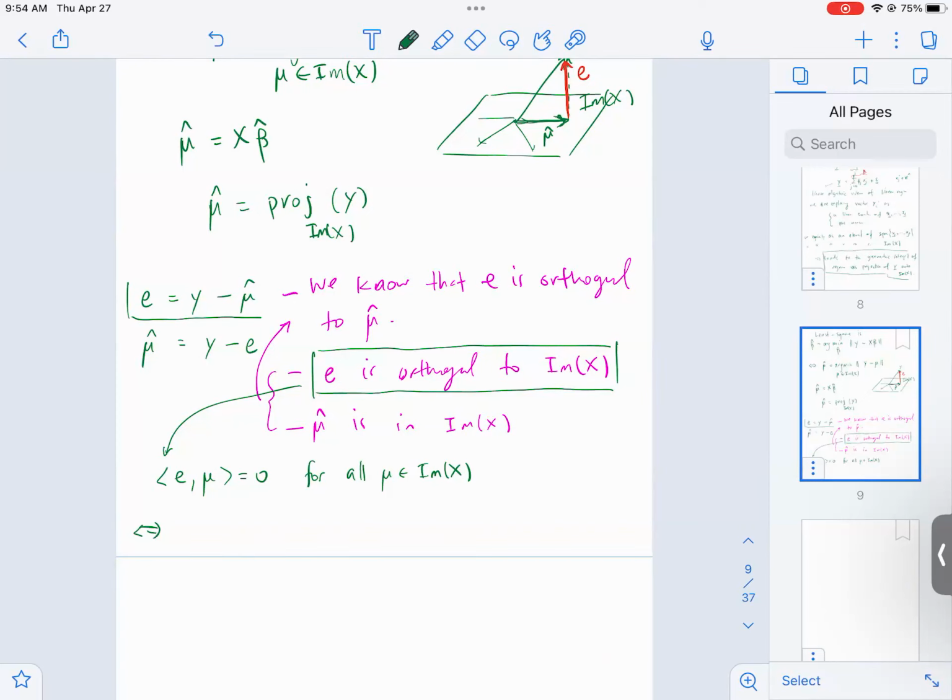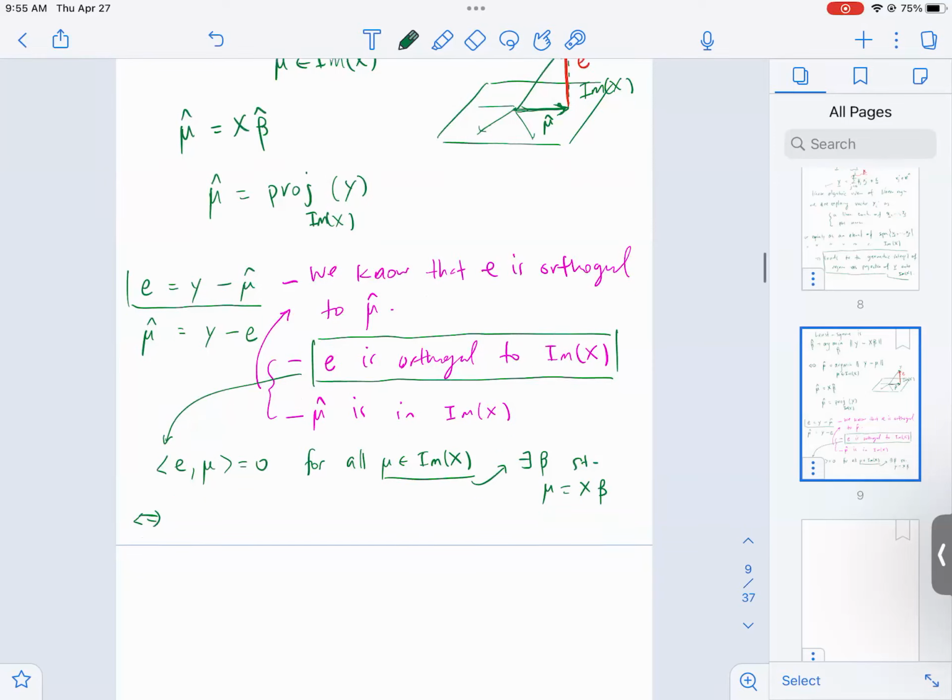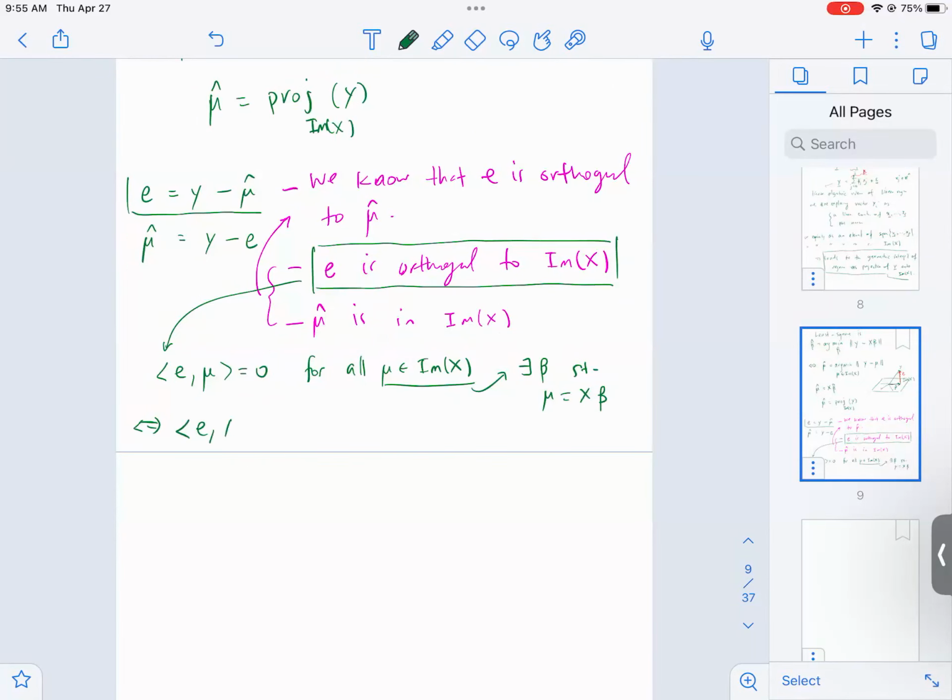X beta maybe works. So mu is in the image is equivalent to there exists some beta such that mu is X beta. If something is in the image, it can be written as X beta for some beta. This is the same as saying it's a linear combination of the columns. So I'm going to write this as the inner product of E and X beta. This should hold for all beta, because this way I can remove this abstract condition, and I can control it. For any beta, X beta would be in the image, and vice versa.